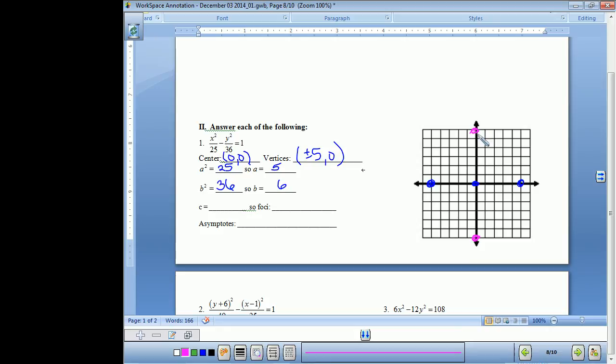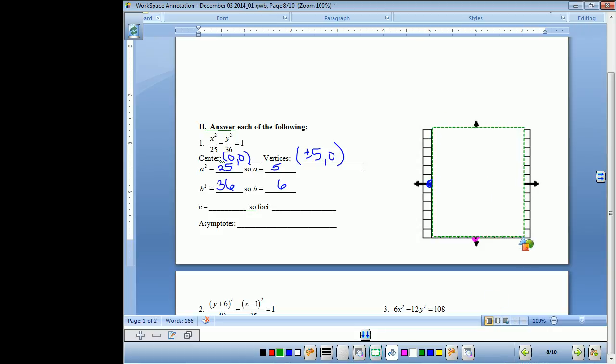Now, what we do for a hyperbola every time is we create a little box around these points that we've just done. So if you had a straight edge, it would probably come in handy. If you don't, that's all right too. Just to the best of your ability, create a box.